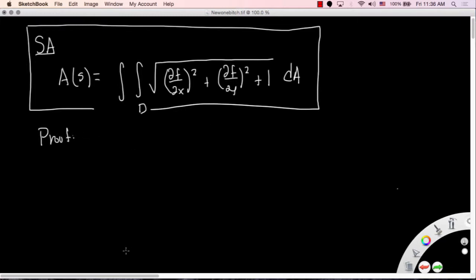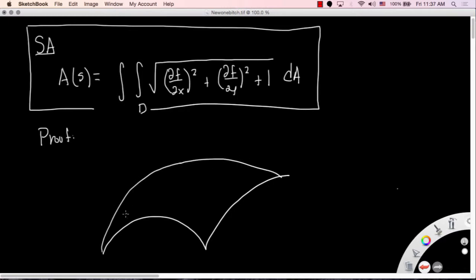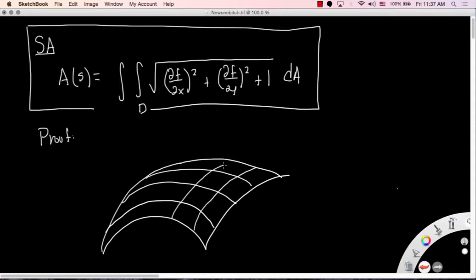Proof. So we'll start by drawing a surface I'll call S. And the idea is we want to split it up into infinitesimally small squares on the surface. These are supposed to be infinitely small, just like when we do integrals with rectangles. Alright, scroll down a little bit.